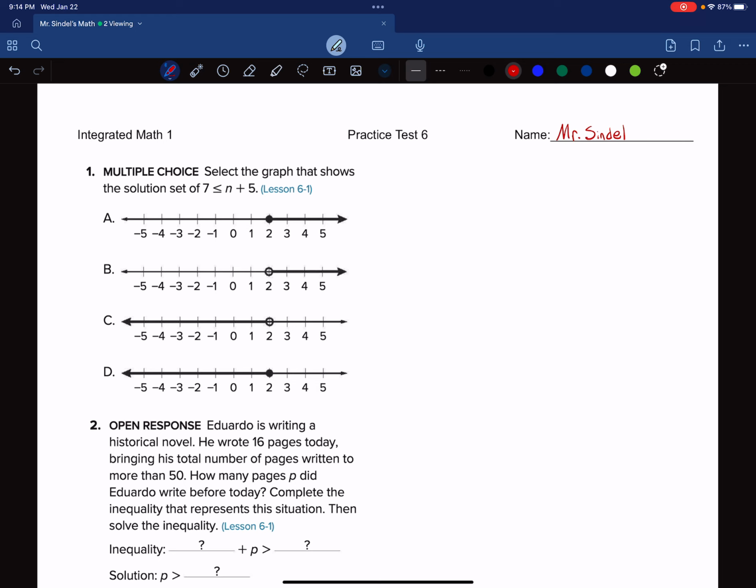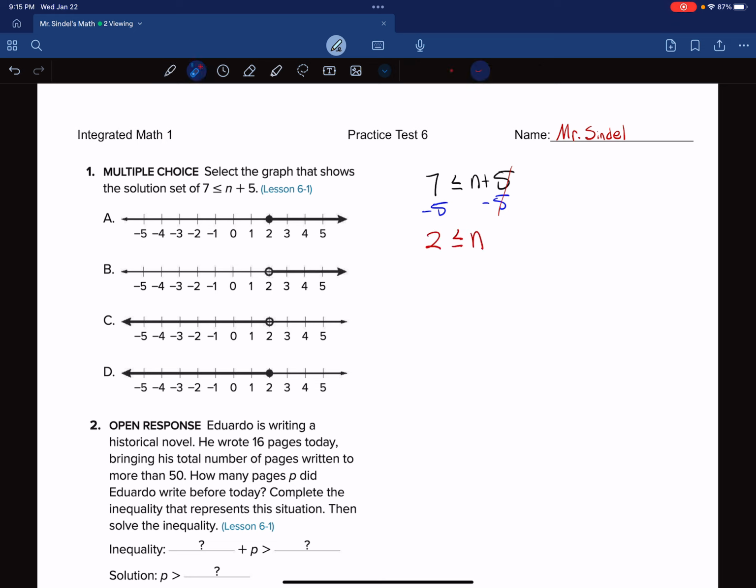In problem number 1, we are doing a multiple choice question. Select the graph that shows the solution set to 7 is less than or equal to n plus 5. So I'm just going to go ahead and recopy that problem down. 7 is less than or equal to n plus 5. We need to isolate our variable. Right now we have a plus 5. We need to undo plus 5 on both sides. The way that we undo it is we subtract 5 from both sides, and when we do that, these are gone, and my left side is now going to be 2 is less than or equal to n.